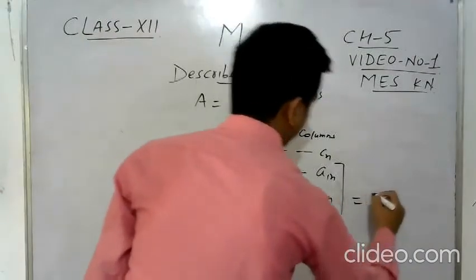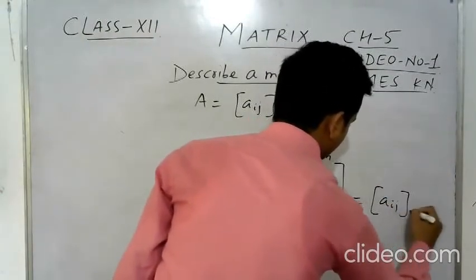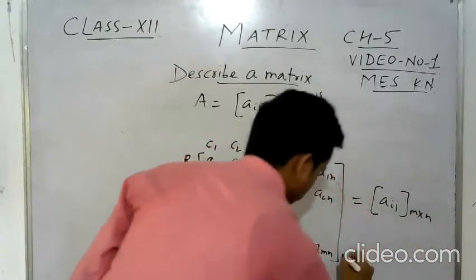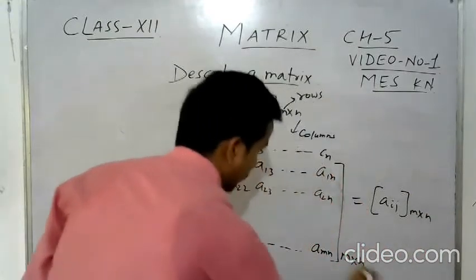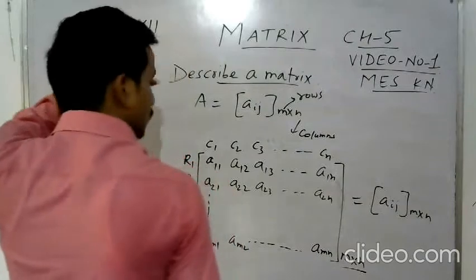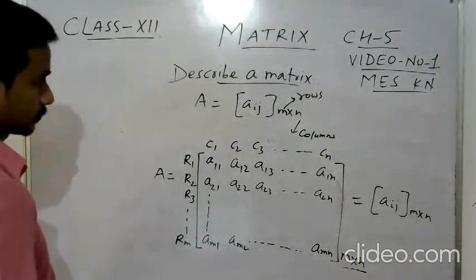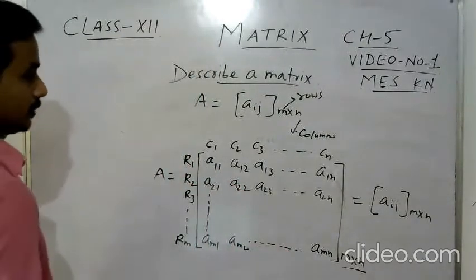Now it will be denoted as Aij m by n. So you will also write m by n here. This is the order of the matrix. So the order of the matrix is m by n here. Okay, in this way we will describe a matrix.